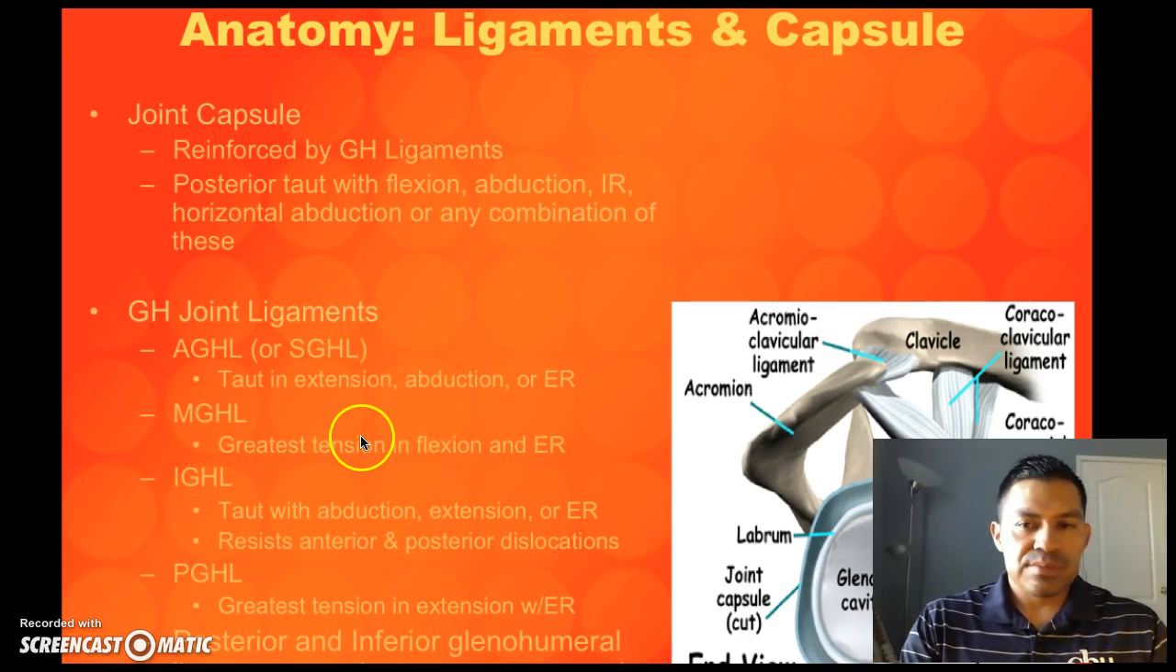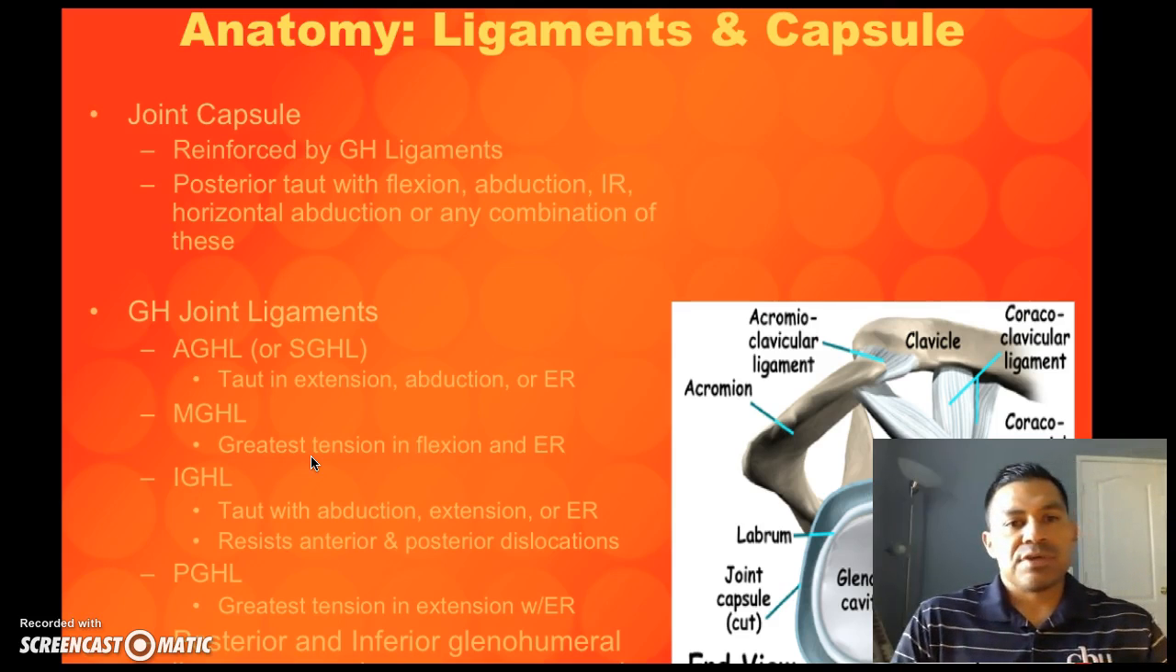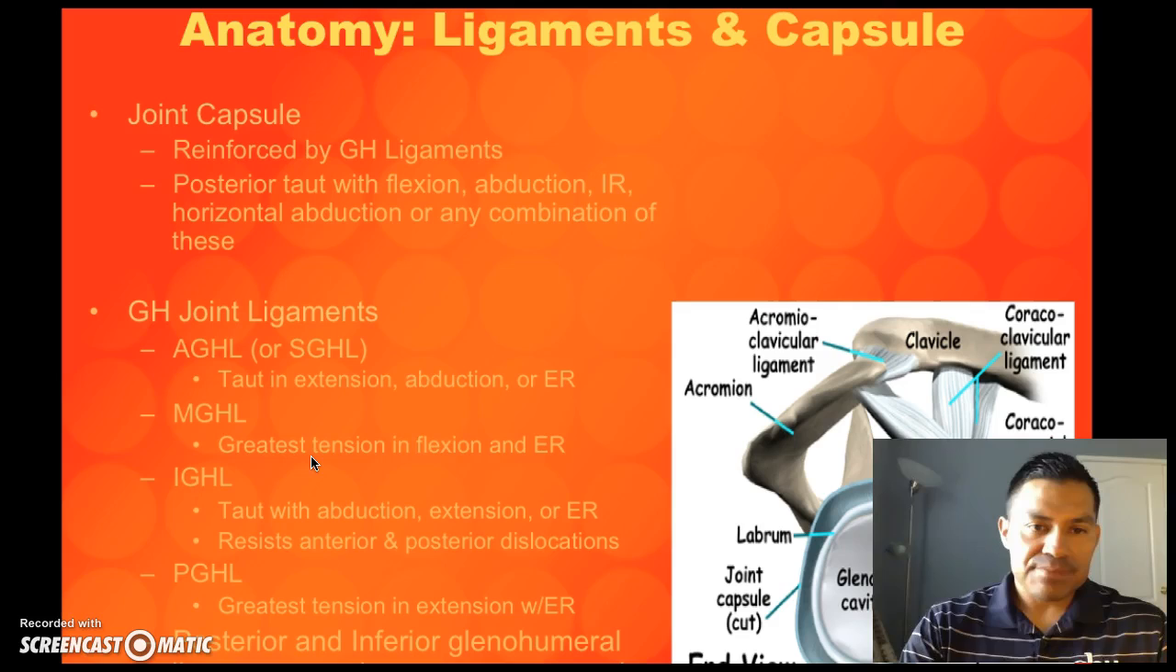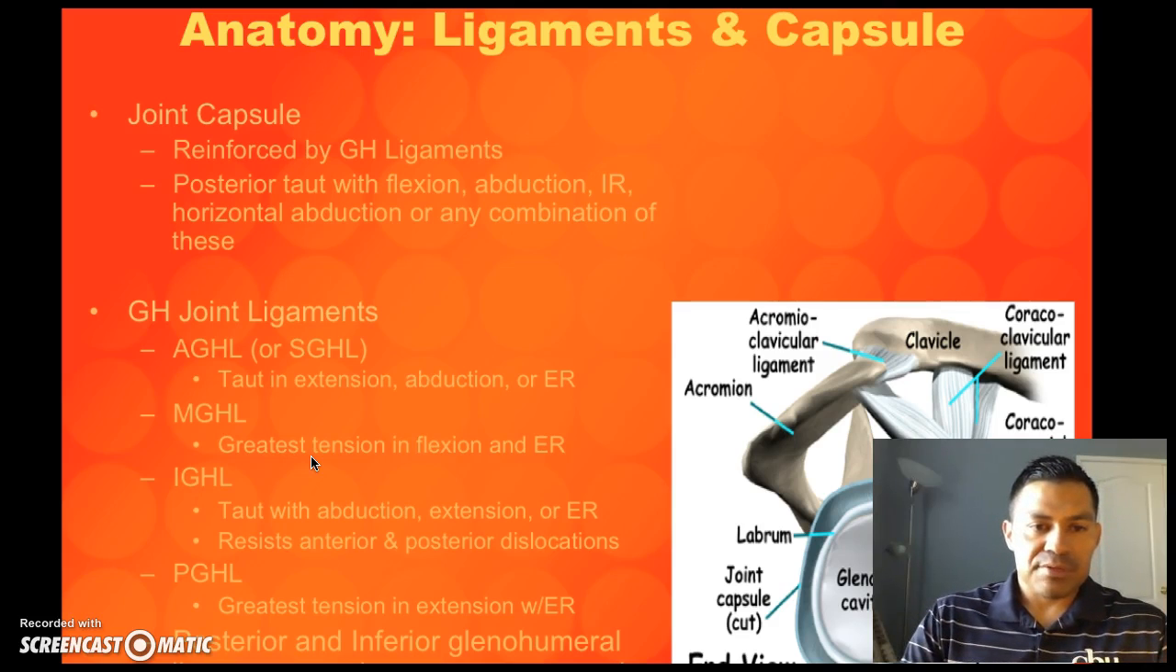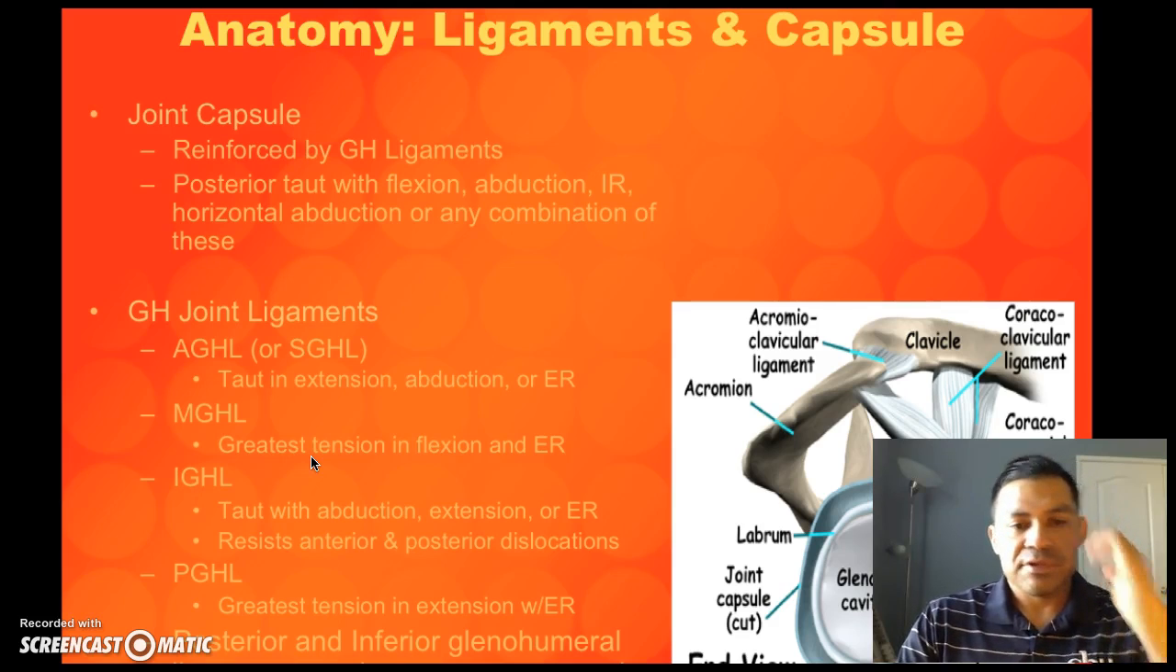When we look at the glenohumeral joint ligaments, they're broken down into basically the location of them. So you have the anterior glenohumeral ligament, the middle glenohumeral ligament, inferior glenohumeral ligament, and posterior glenohumeral ligament, and it just tells you when they're in most tension. So that's where you know how they'll get injured the easiest.